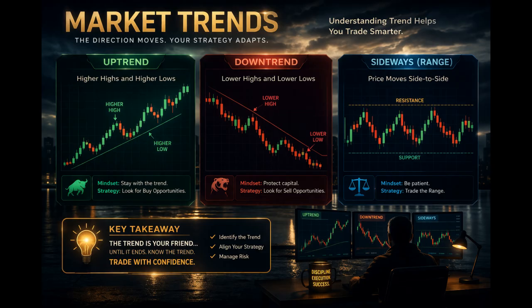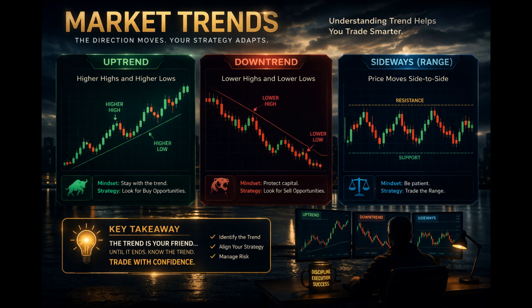CFDs, contracts for difference. A CFD is a financial derivative that allows traders to speculate on price movements without owning the underlying asset. For example, a trader can open a CFD position on Bitcoin and profit from price changes without actually owning Bitcoin. CFDs allow traders to profit from both rising and falling markets, but they also involve significant risk due to leverage.